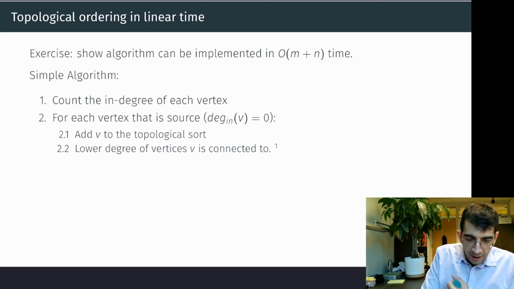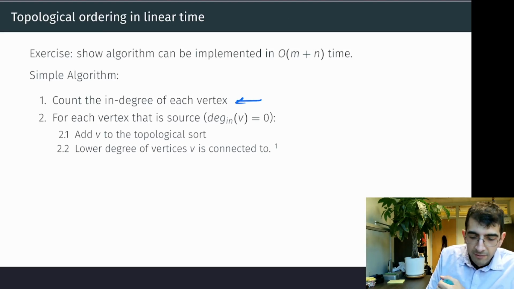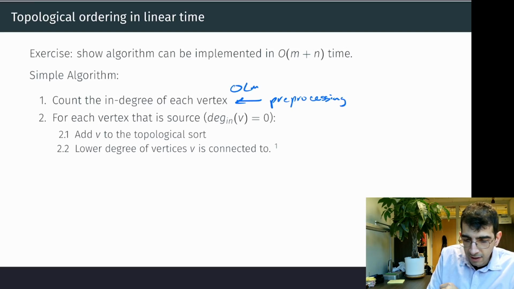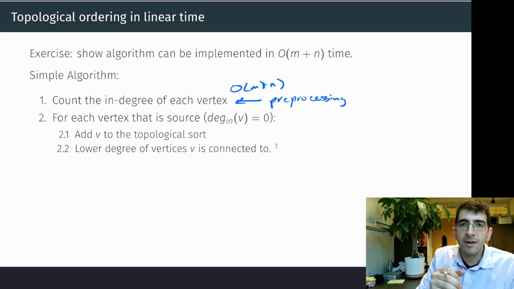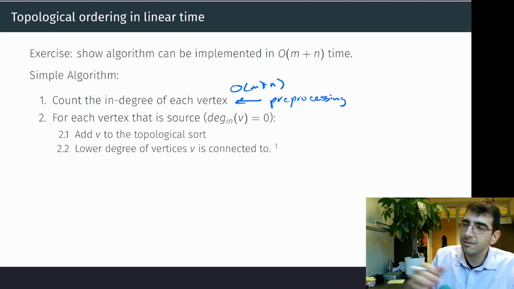We first count the in-degree of each vertex. This is a bit of pre-processing. How long does this take? This takes O of m time. We just need to count the number of edges. And if there are few edges but a lot of vertices, we might need to add an n factor to allocate list memory and so on.